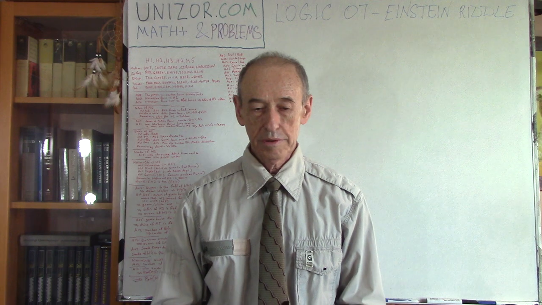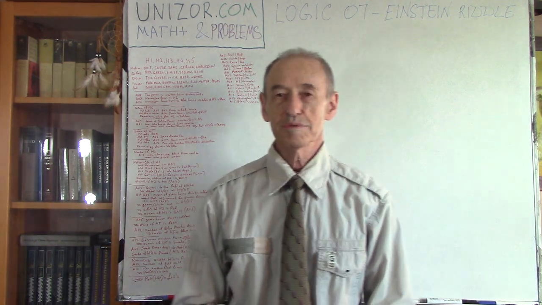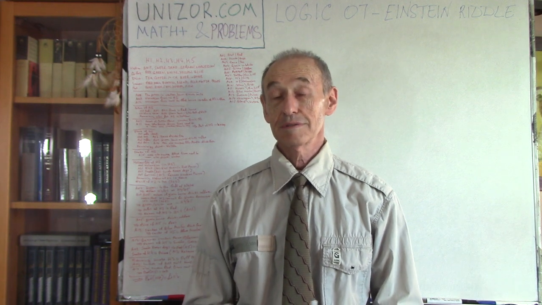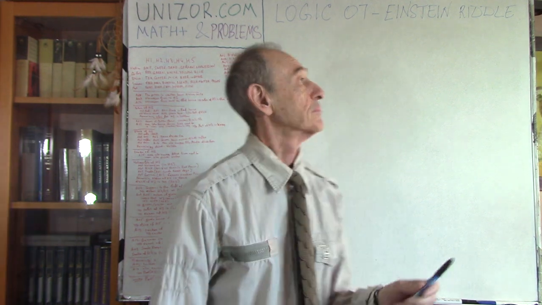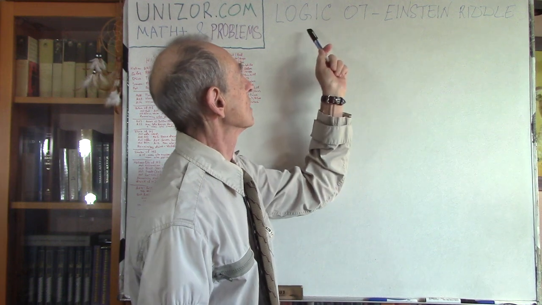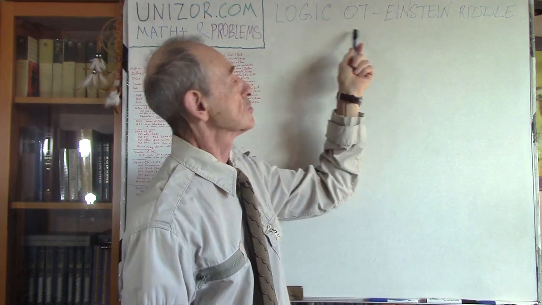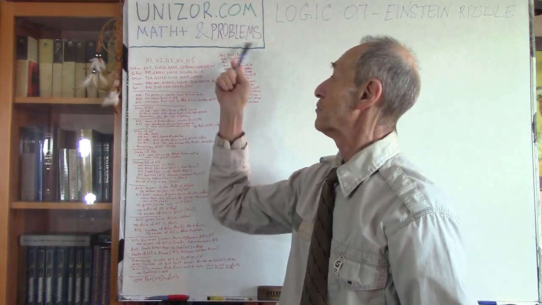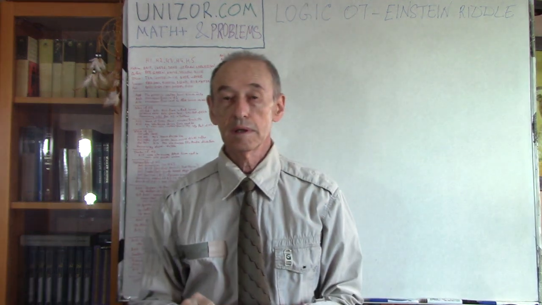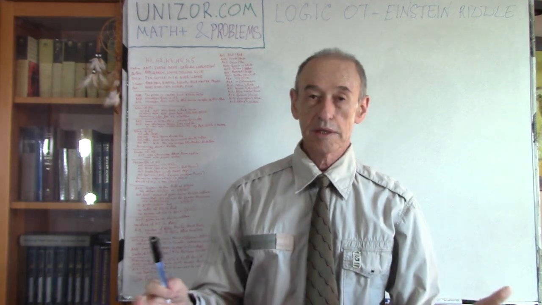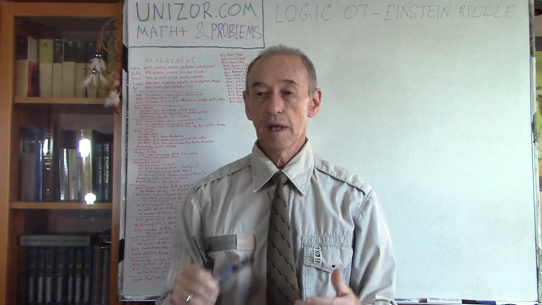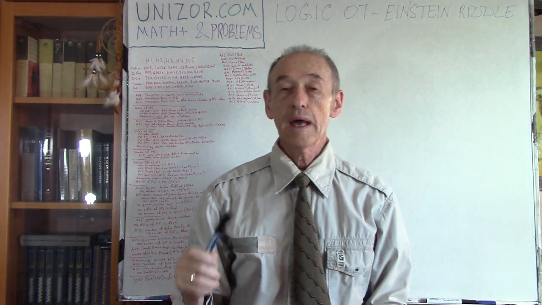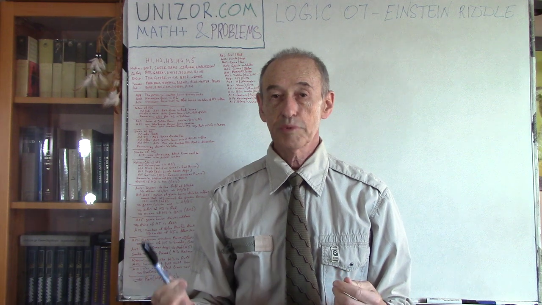Today we will solve a rather famous logical problem, which is called Einstein's Riddle. Einstein's Riddle is logic problem number 7 in the course Math Plus and Problems, in the chapter dedicated to logic. Basically, every lecture on this website, unizor.com, has a video and a textual presentation.